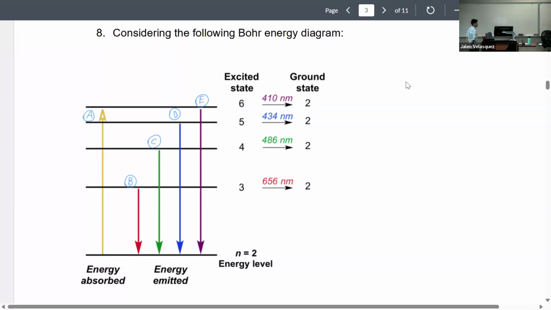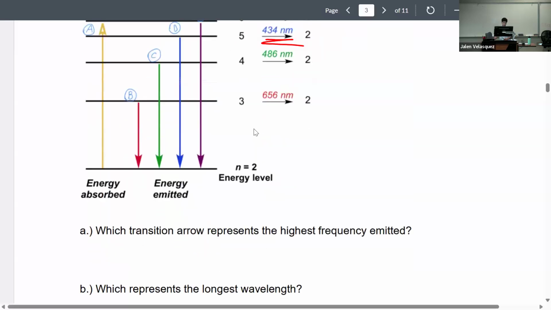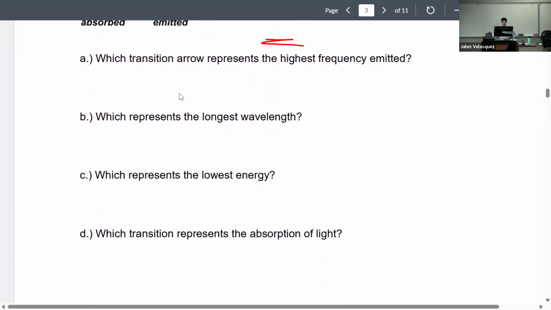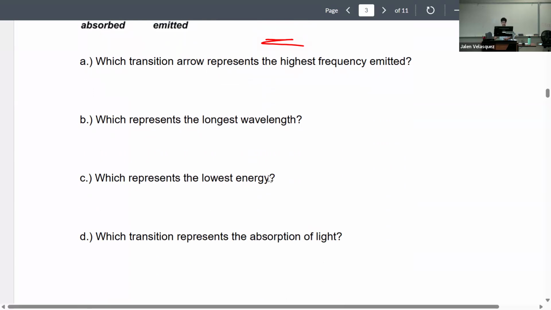All right, so we have a Bohr energy diagram, okay? I want to emphasize it is an energy diagram. So what could you imagine these arrows are representing? Energy, right? So this problem has multiple parts to it. I want to know which transition arrow represents the highest frequency emitted, which represents the longest wavelength, which represents the lowest energy, and then which represents the absorption of light.